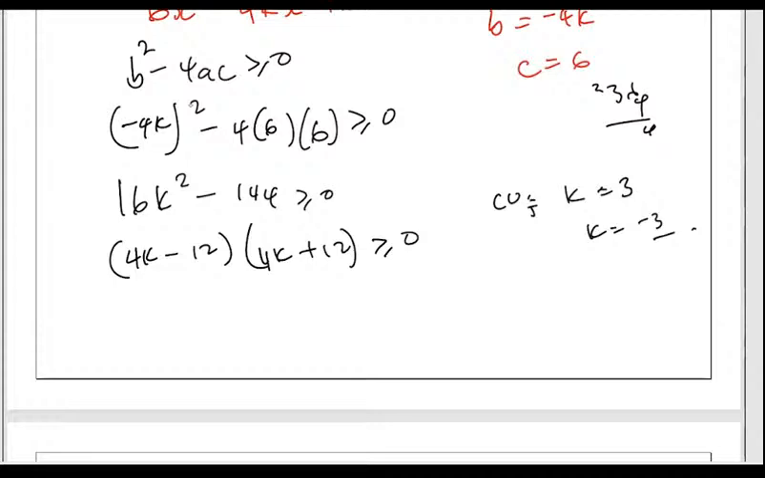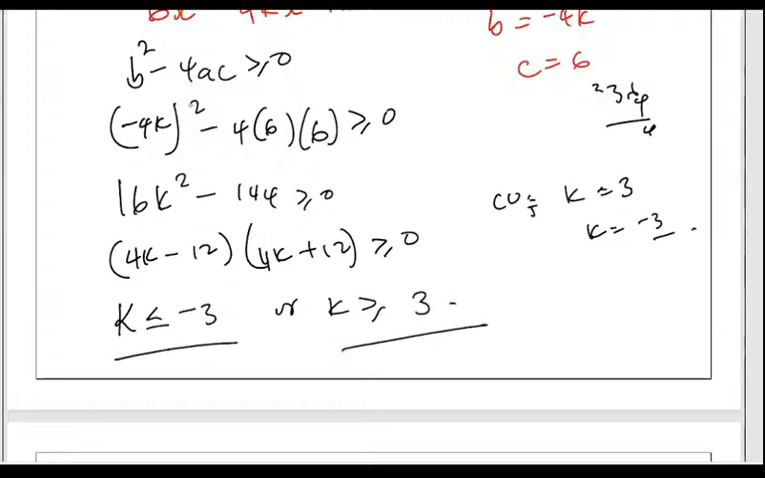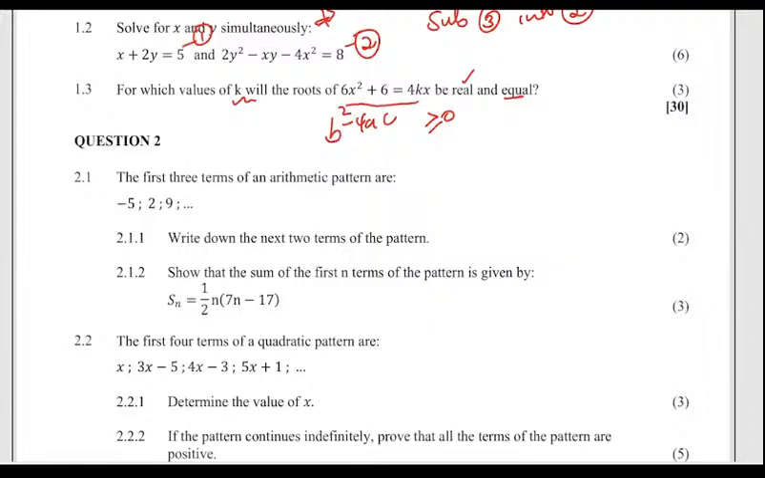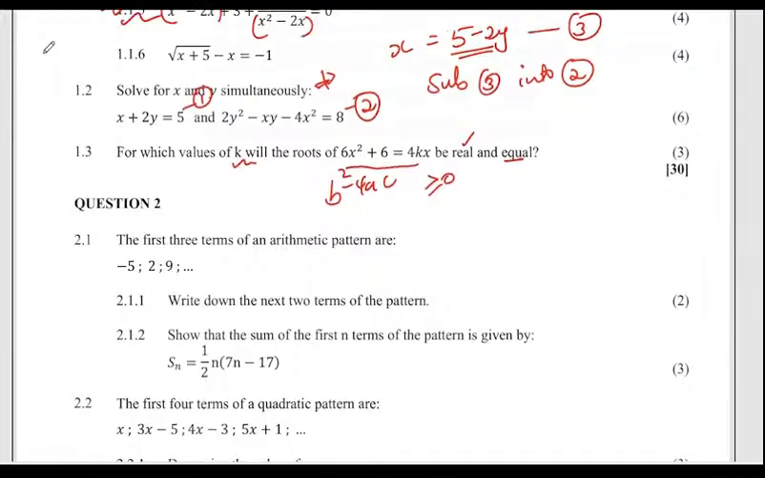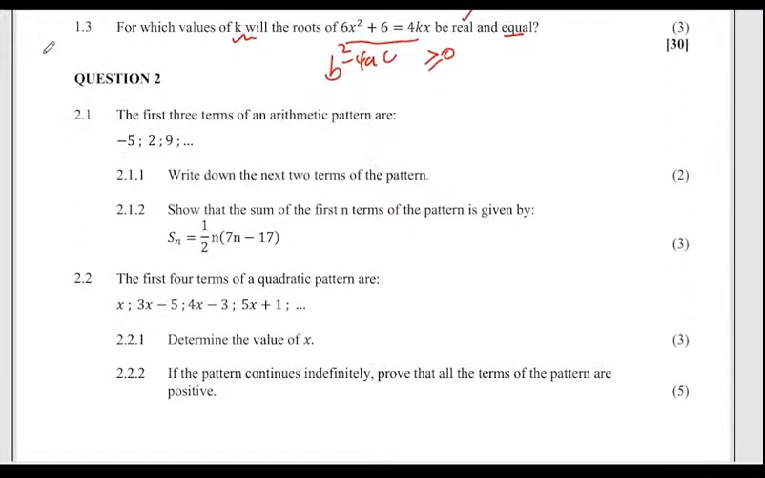So for me to have this, my solutions will be k must be less or equal to negative 3, or k must be greater or equal to positive 3. So those are the solutions, the values of k for which the roots will be real and equal. All right, so those are the 30 marks. All right, then question number 2.